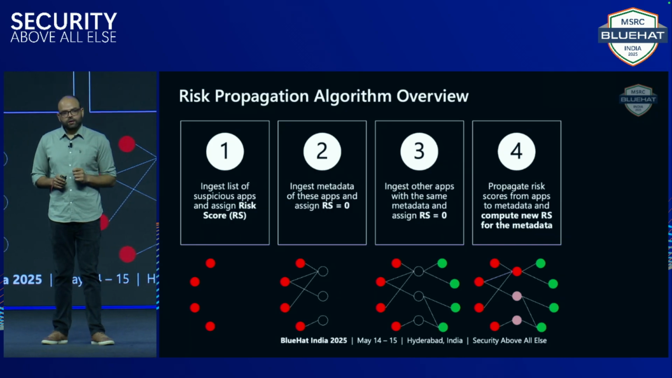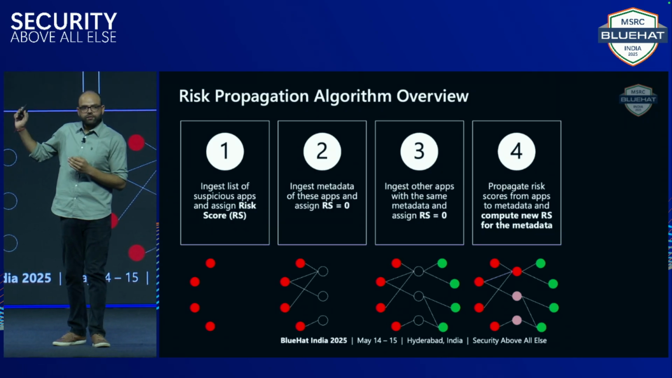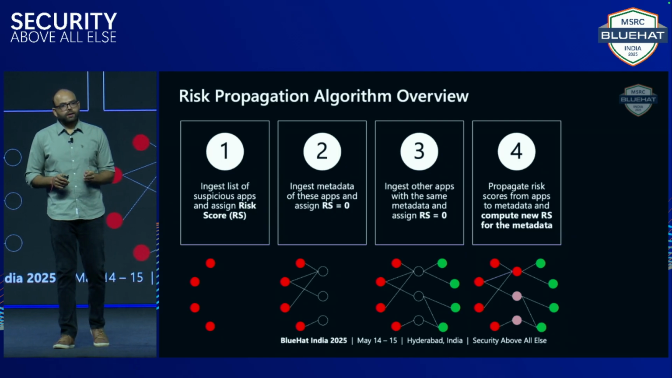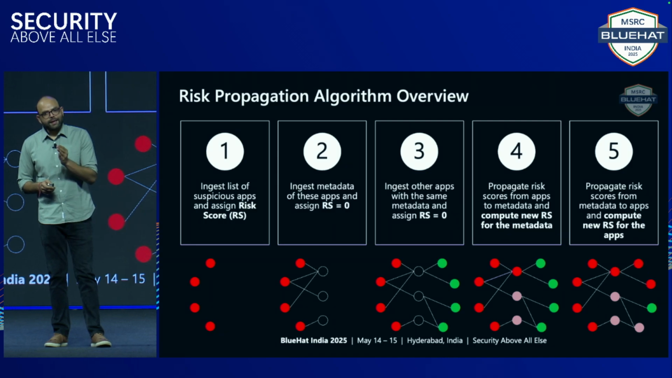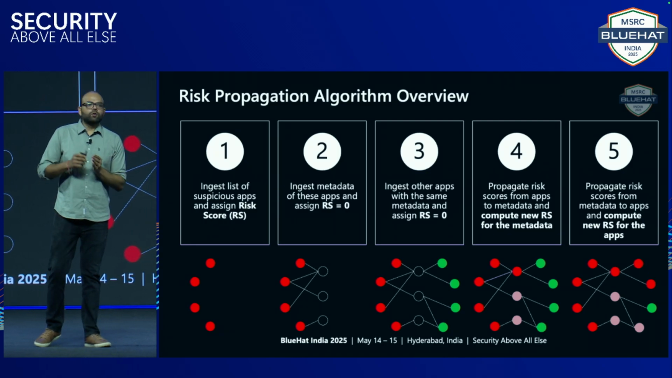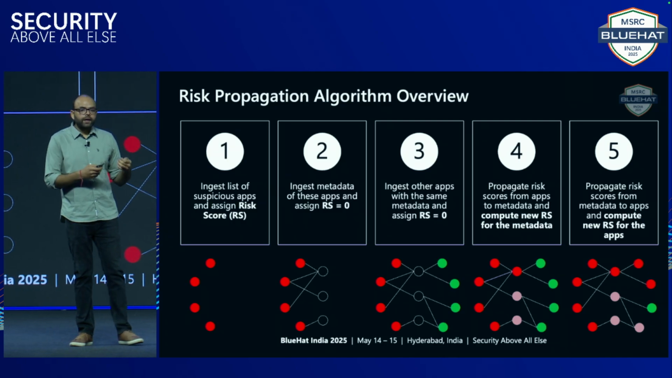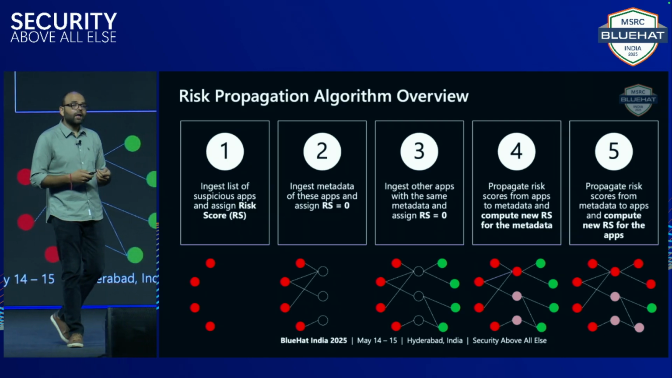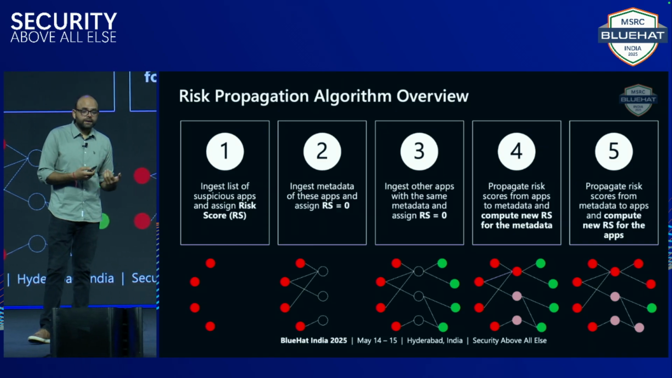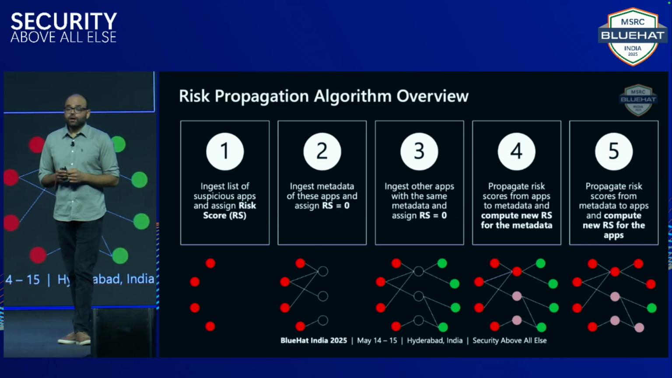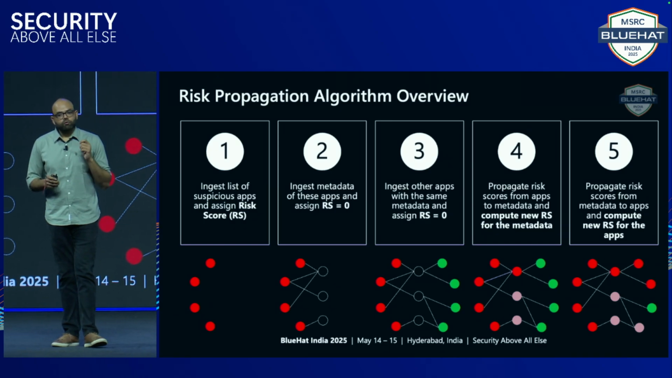The first method will propagate the risk from the known malicious ones, the left side of the applications, towards the middle layer, which is the metadata nodes. And the second method will propagate the risk from the metadata nodes, the middle layer, towards the right side of the applications, which are the unknown ones. And they will update their risk score. Using that updated risk score, you can filter out the additional set of applications which are highly suspicious. They were inactive, they were dormant, but they did share some kind of metadata with the malicious ones.